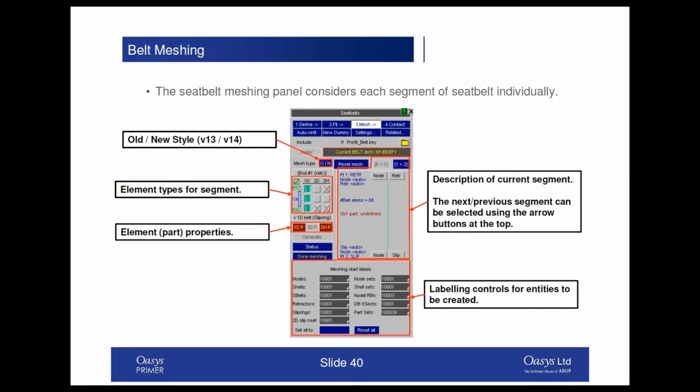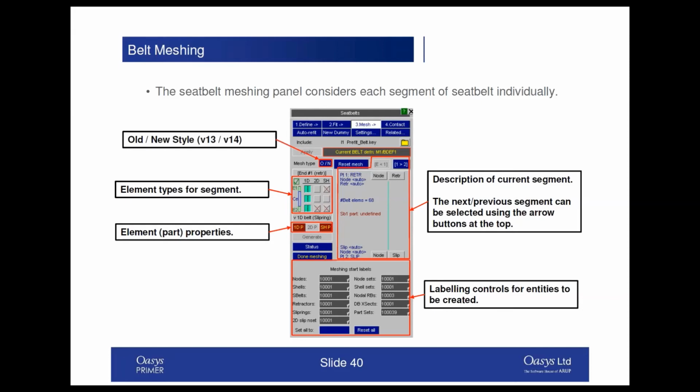So just a little slide on the meshing panel itself. It's changed slightly in version 14. At the top left there we have a button O/N, and that's for old and new style. The new style is shown there, and it's this grid of element types for each segment. And we'll discuss that in a moment.